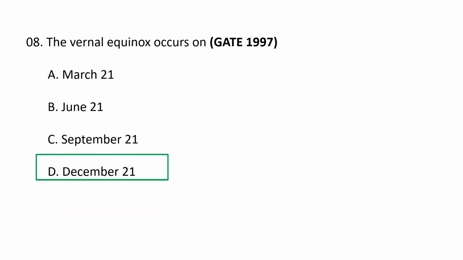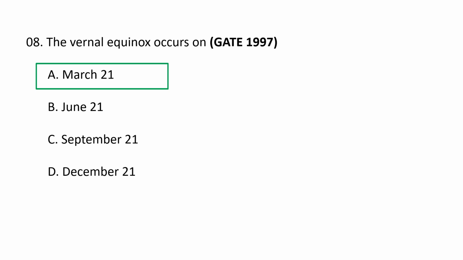Next question. The vernal equinox occurs on A. March 21st, B. June 21st, C. September 21st, D. December 21st. The vernal equinox occurs on March 21. The March equinox occurs when the sun appears to cross the celestial equator northward. In the northern hemisphere, the vernal equinox falls about March 20 or 21 as the sun crosses the celestial equator going north. In the southern hemisphere, the equinox occurs on September 22nd or 23rd when the sun moves south across the celestial equator. A is the correct option.